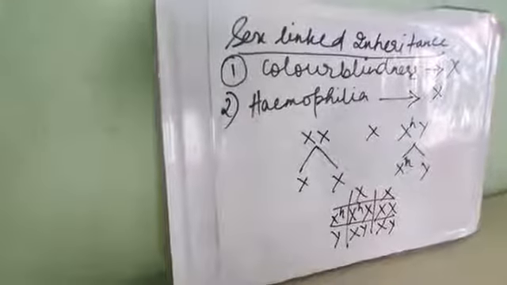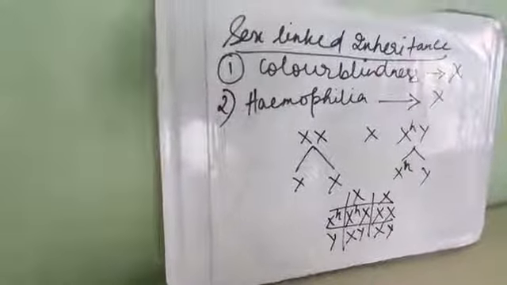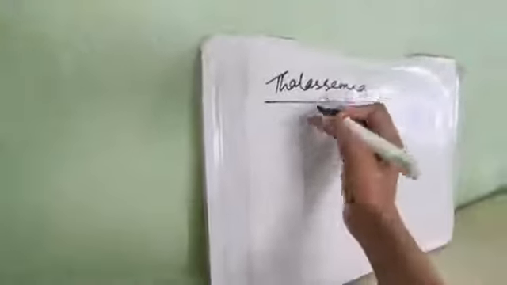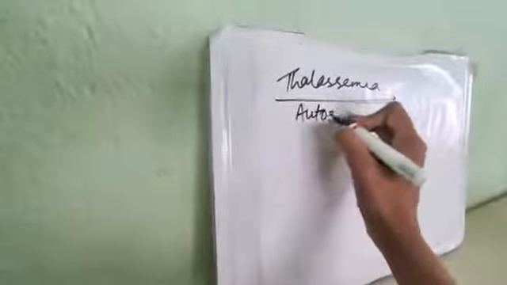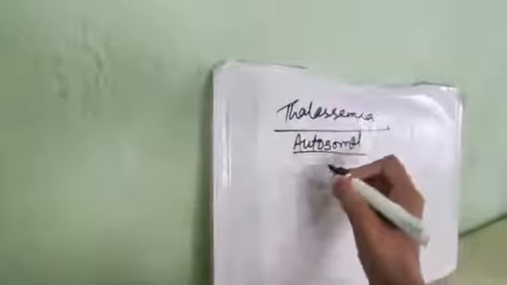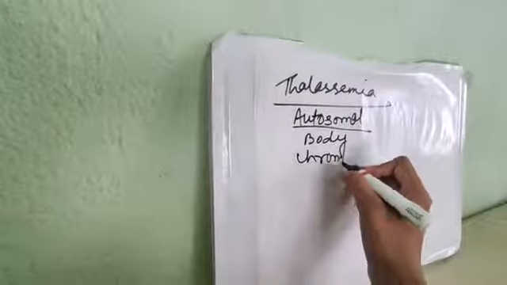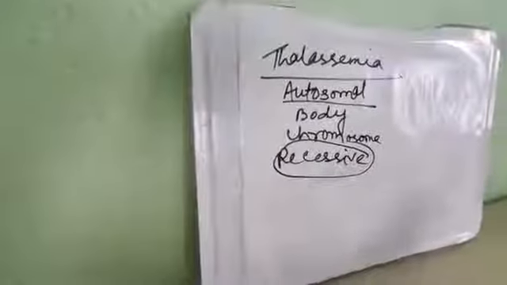Now we will go to the topic of thalassemia, which is an autosomal recessive disorder. What is autosomal recessive? Autosomal means this affects the body chromosome, not the sex chromosome but the body chromosome. And recessive means the gene is generally in recessive condition, that means generally this gene does not express itself in the offspring. So it is an autosomal recessive disorder.